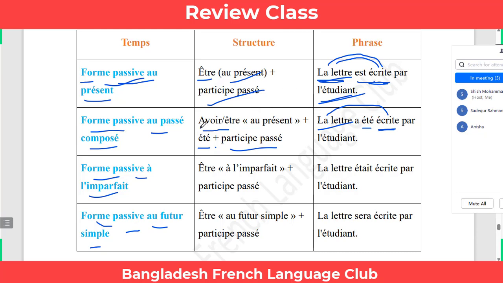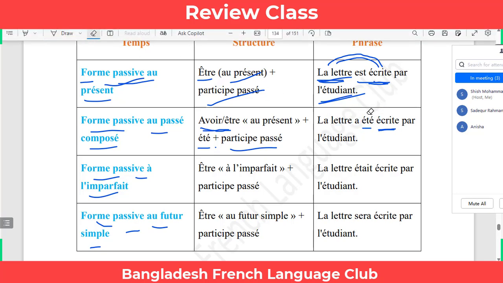So as you can see here, avoir et être. After the lettre, we can see the avoir verb conjugation, a, and then the être verb, été. So the two are together. La lettre a été écrite par l'étudiant.